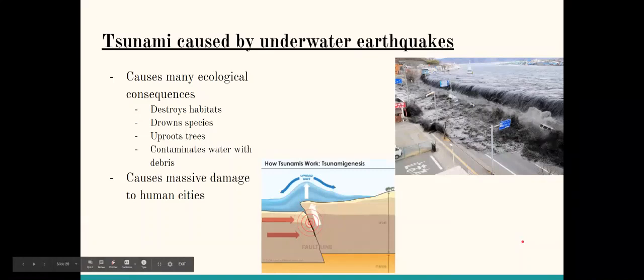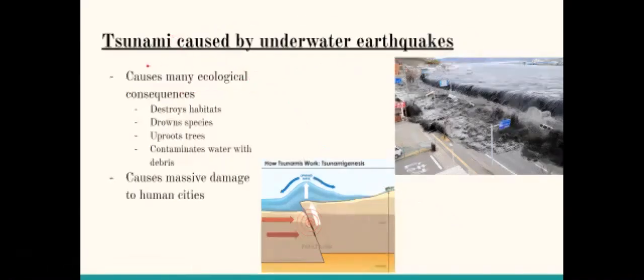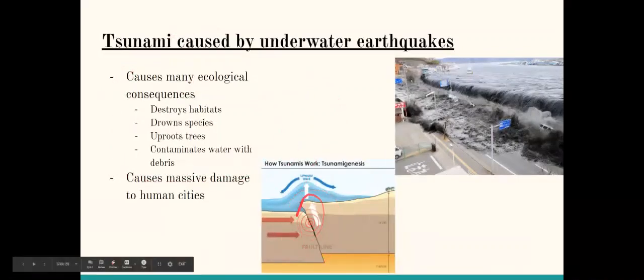Additionally, what you'll see with this kind of interaction is that some of these plate boundaries can cause what we know as tsunamis. They're caused by underwater earthquakes. This can cause many different ecological consequences. So when you have the earthquake underground, it creates a big upward wave, which could damage habitats, drown species, uproot trees, contaminate water, and it can also cause massive damage to human cities.